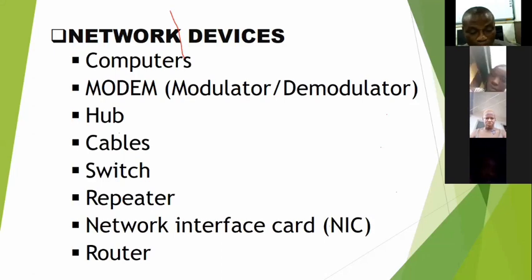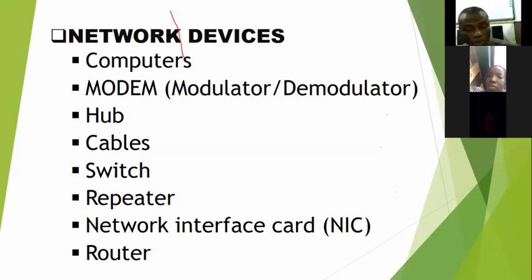Then we need a hub. I mentioned the role of the hub at the start, to distribute to other systems in the network. Then we have cables. I mentioned cables: coaxial cables, twisted pair cables, fiber optic cables, or wires. We need switches. I mentioned switches earlier too. We need switching of signals from one unit to the other.